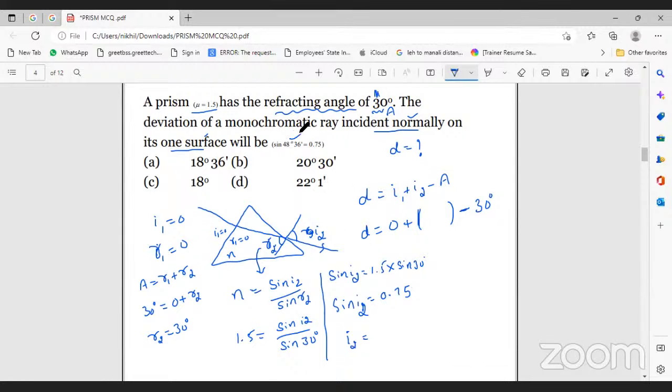Look at this. They have given one condition here: sine 48 degrees 36 minutes is 0.75. So what should the I2 value be? 48 degrees 36 minutes. So I can substitute I2 here as 48 degrees 36 minutes.